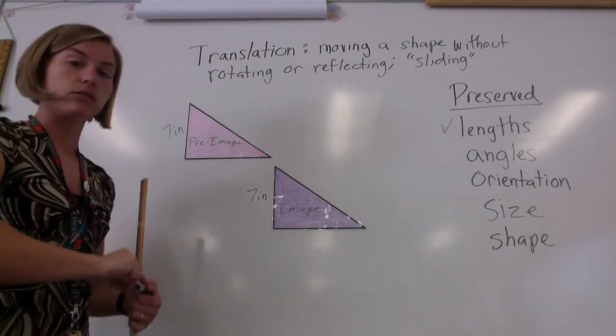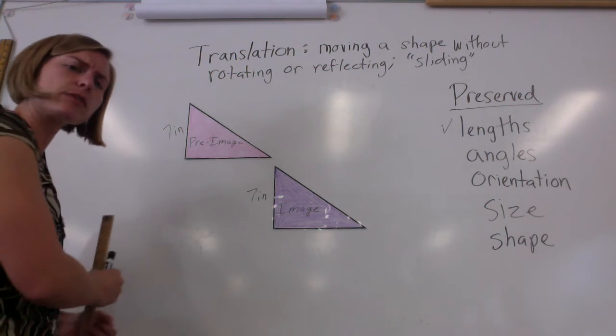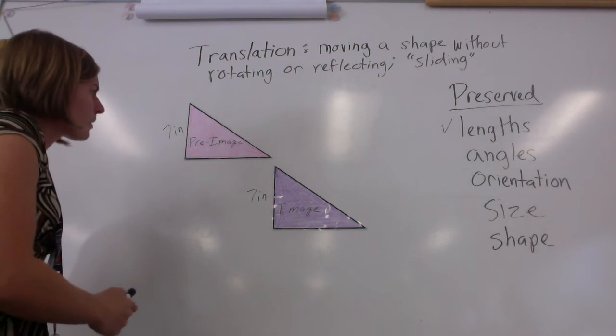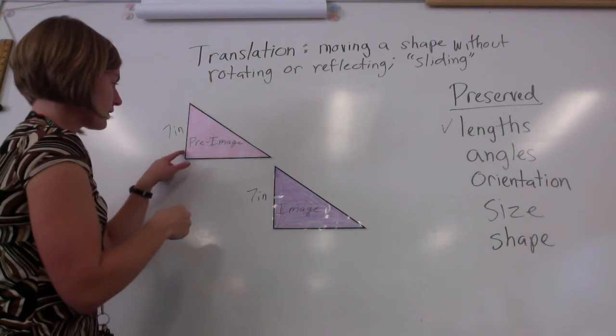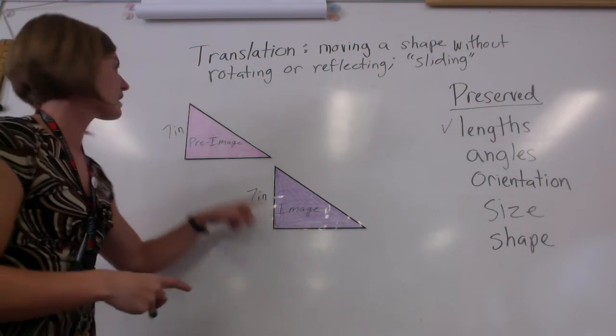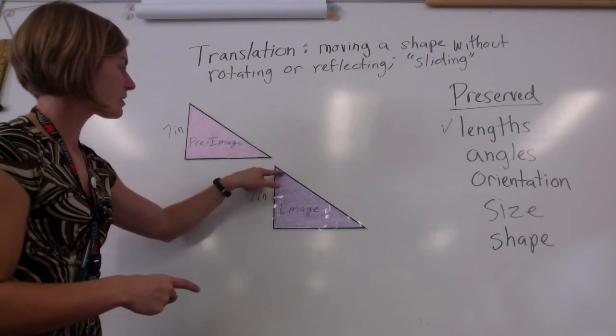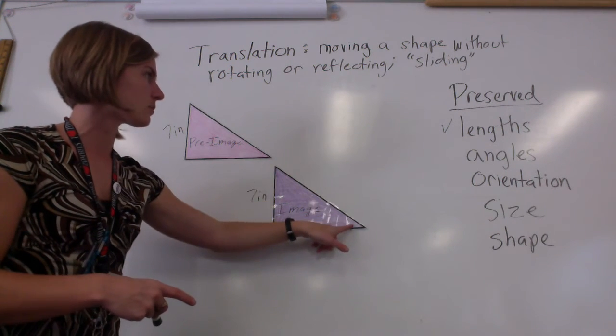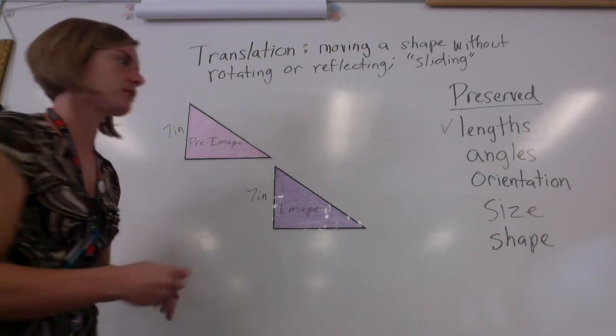What about the angles? Do the angles stay the same when we translate? Well, I know that this part right here is a right angle, and so is this. So yeah, that looks like those angles stay the same, and this angle looks about the same as this one, and this angle looks about the same as this one. So yeah, the angles are preserved.